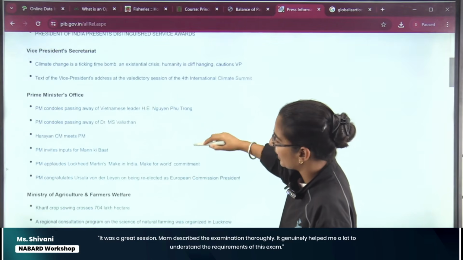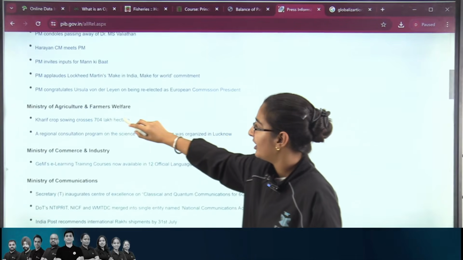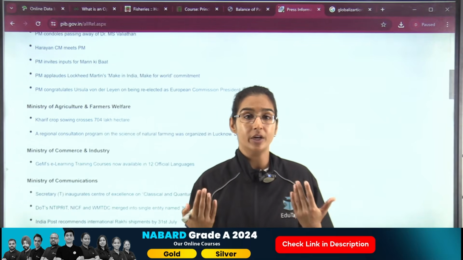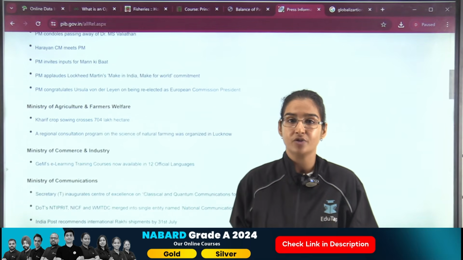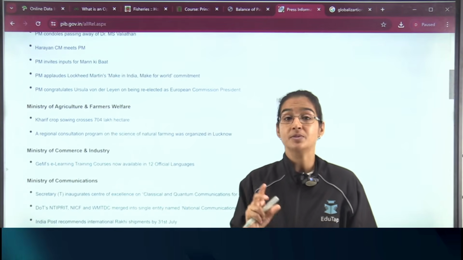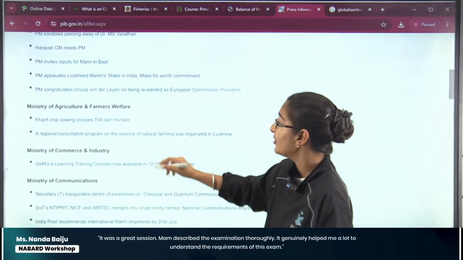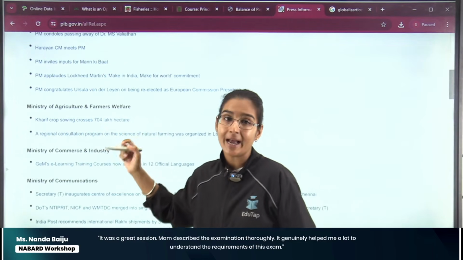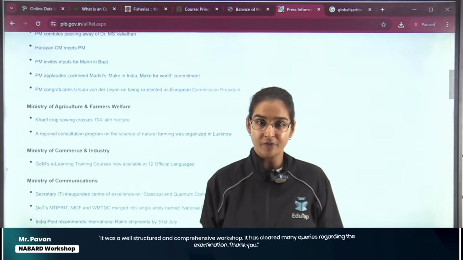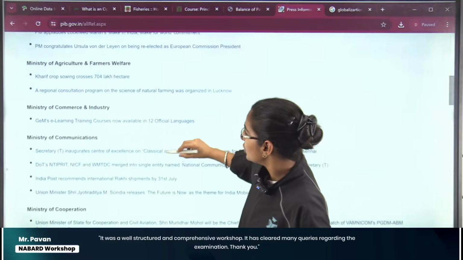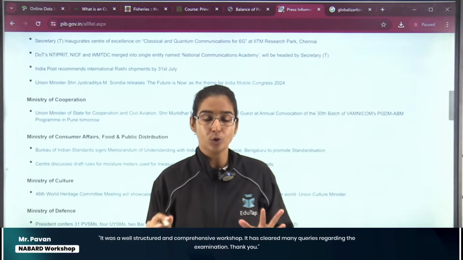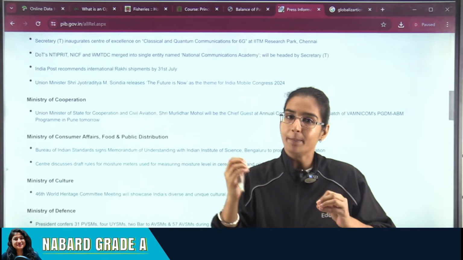So here we have Prime Minister's office. Now if you see Ministry of Agriculture and Farmers Welfare, if a particular news from this ministry comes, that becomes relevant and that becomes very important from our exams perspective. So do refer, like Kharif crop sowing crosses 704 lakh hectare. So this becomes very important from our exam perspective, right? So such news you have to cover, and ministry wise they have given you the entire source. So that is how you have to navigate through the PIB.